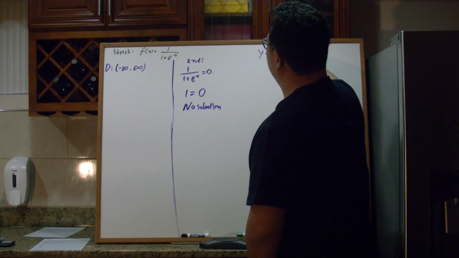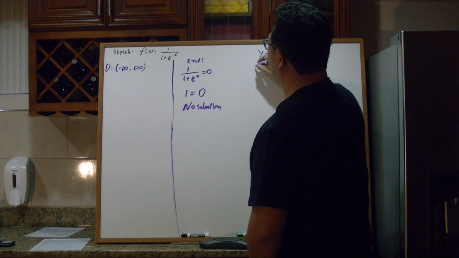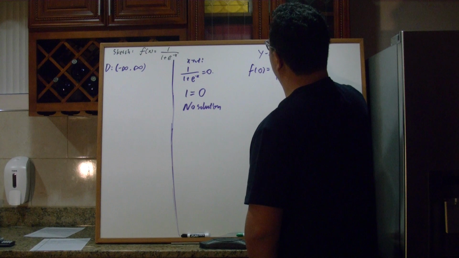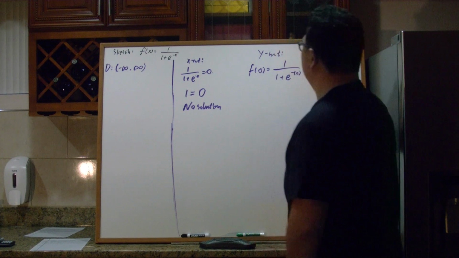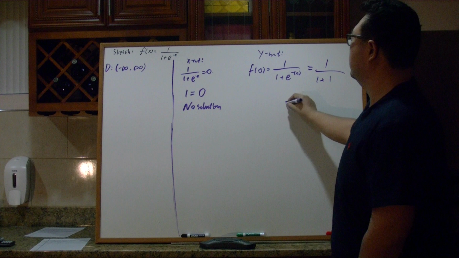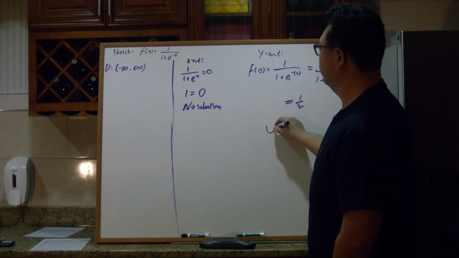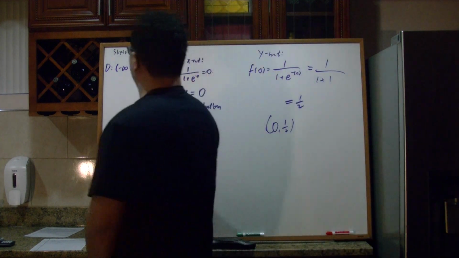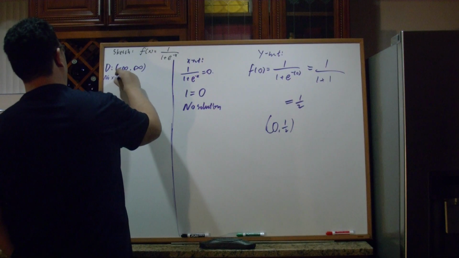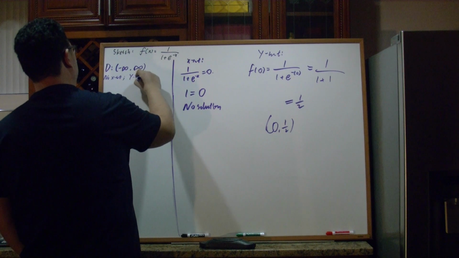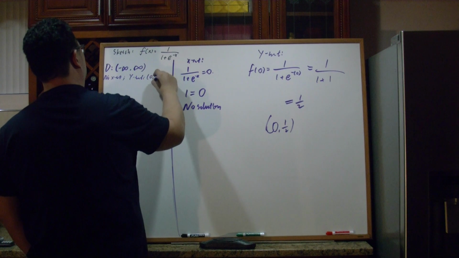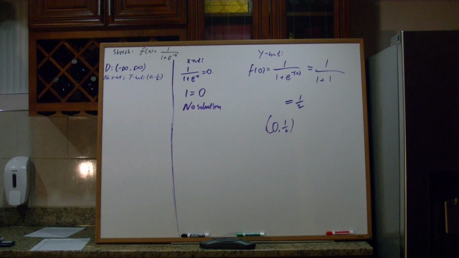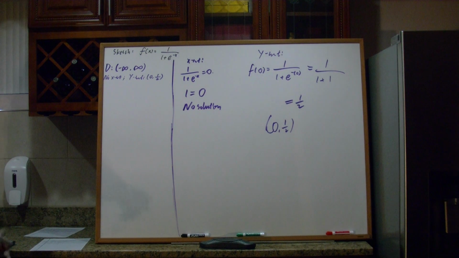And for the y-intercept, we have f of 0, that is 1 over 1 plus e to the negative 0, that is 1 over 1 plus e to the 0, which is 1 half. Right, so we have no x-intercept, but the y-intercept is 1 half. Right, that's our intercepts.